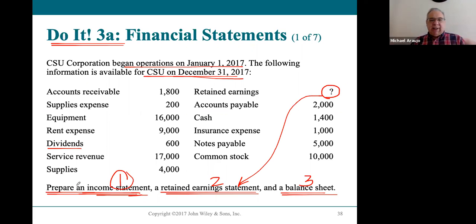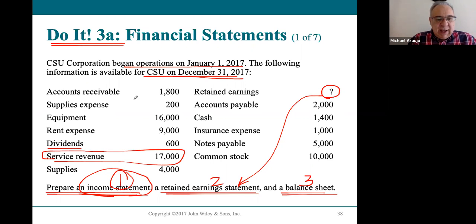So first, it's important to identify accounts. If the first thing we're going to be doing is preparing an income statement, the question is what goes on an income statement? Only two types of accounts go on an income statement: revenue and expense accounts. Your service revenue is your revenue account that's going to go first. And then you have some expense accounts. You have supplies expense, you have a rent expense here, and it looks like here you have an insurance expense. Those accounts are the only accounts that are going to be used to prepare the income statement. That'll give you a net income or a profit.